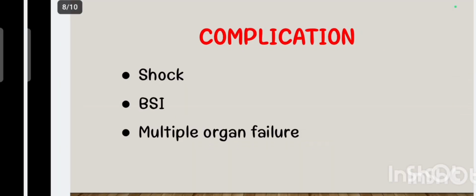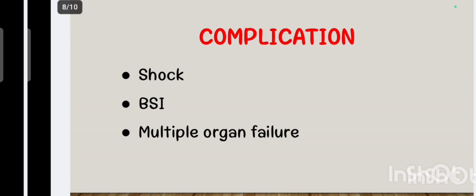If the infection is severe or sepsis occurs, it will cause complications like shock. Here shock means septic shock due to the severity of the infection and sepsis. It may decrease or collapse the blood pressure due to the infection.